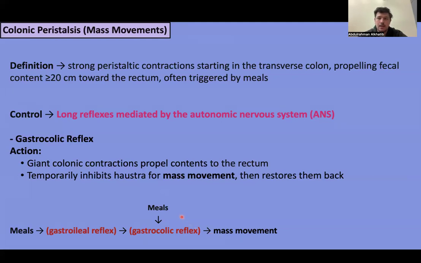And we said that when we eat meals, the meals will trigger the gastroileal reflex. The meals will also trigger the gastrocolic reflex. And the main purpose of the mass movements is to push the material from the transverse colon into the rectum for the defecation process to take place.